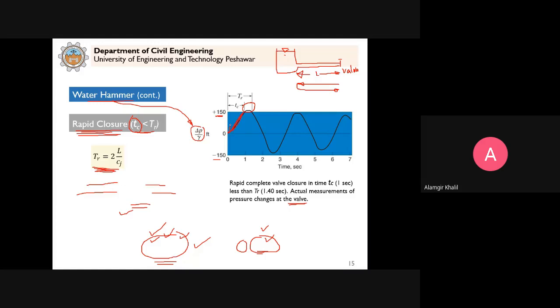It could be this sloping line, or this sloping line, or this sloping line. This will depend on the nature of the valve operation, how you open the valve. And you can see the maximum pressure duration is less as compared to the instantaneous closure, which is given by TR minus TC.